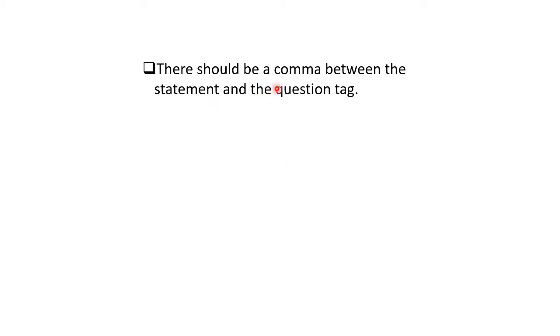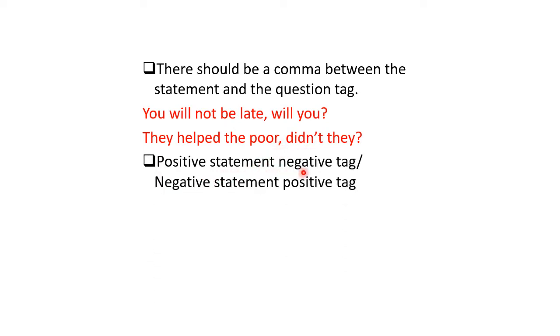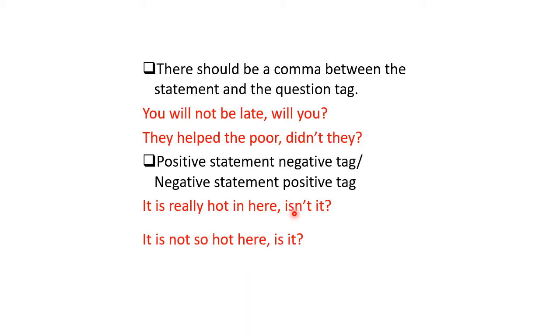Let's move forward. There should be a comma between the statement and the question tag. Okay, here we can see the comma. This part is a statement, and this is the tag. They help the poor, didn't they? Positive statements have negative tags and negative statements have positive tags. Statement negative छ भने हामीले tag question positive लगाउनु पर्छ, र statement affirmative छ भने फेरि tag question चाहिँ negative लगाउनु पर्छ. For example, it is really hot in here, isn't it? This is an affirmative sentence, and here the tag is negative. And it is not so hot here, this is a negative statement, so is it, this is a positive tag.